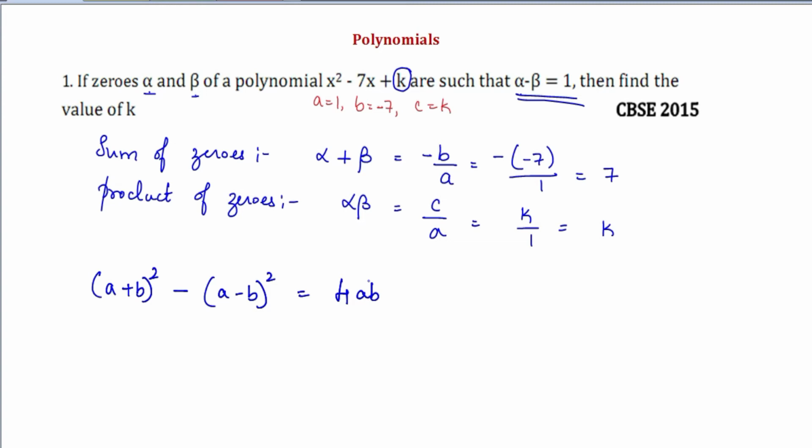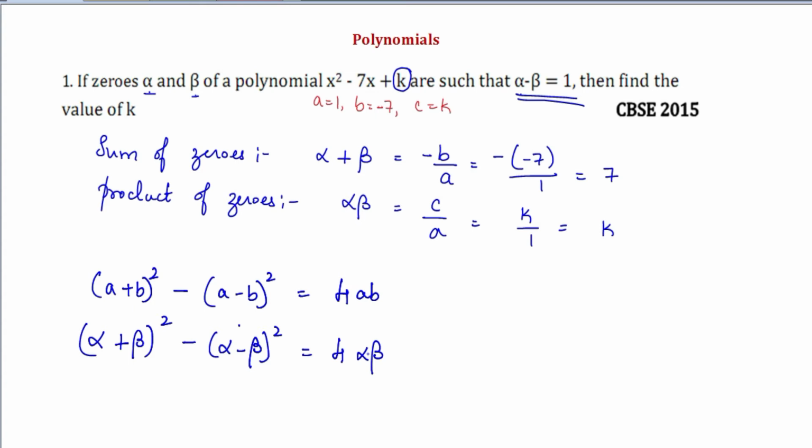So we have (a plus b) whole square, which is a square plus b square plus 2ab, and in (a minus b) whole square we have a square plus b square minus 2ab. So when we subtract this, a square and b square get cancelled, minus 2ab becomes plus 2ab, so the result is 4ab. So we are going to use this result, and according to this, alpha plus beta whole square minus alpha minus beta whole square is equal to 4 times alpha into beta.